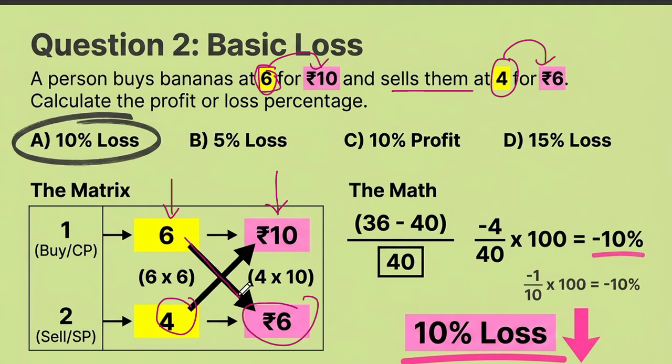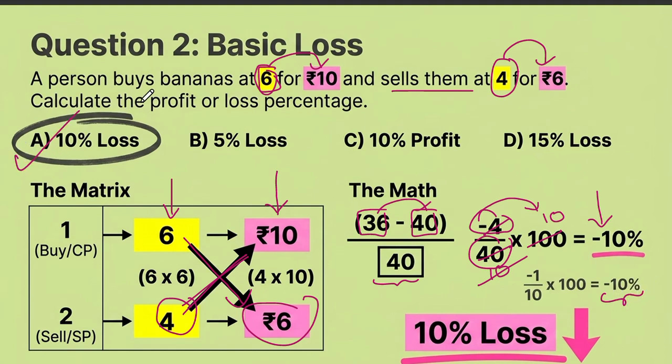The first step: 6 into 6 is 36, minus 4 into 10, 40, divided by 4 into 10 only, that is 40. So 36 minus 40 is negative 4, upon 40 multiplied by 100. If we cancel 4 tens are 40, and 10 tens are 100, so we get negative 10. The answer we are getting is negative, which means we are in loss, and the loss percent is 10%. The correct answer is 10% loss.